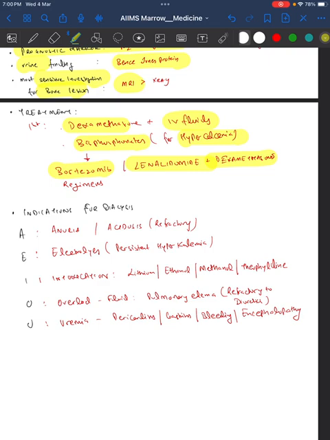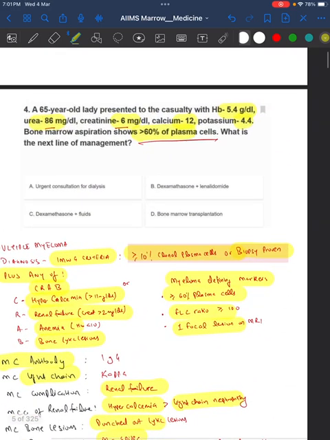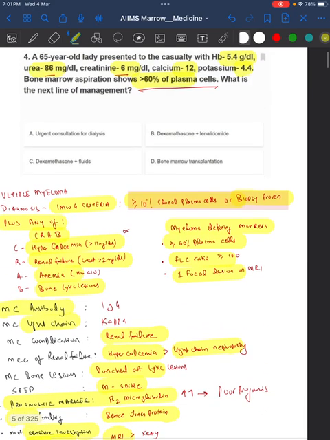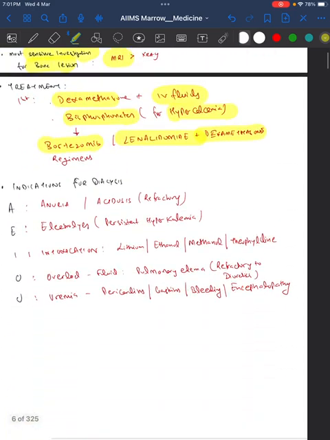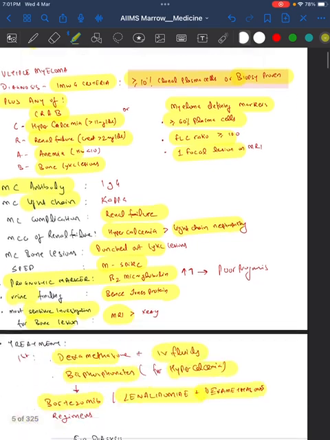The important point why we cannot start this drug in this patient is that lenalidomide is excreted by the renal route, and it can itself worsen the AKI picture. So that is why the answer for this question is dexamethasone plus fluids.